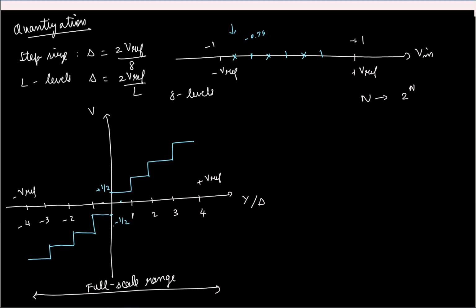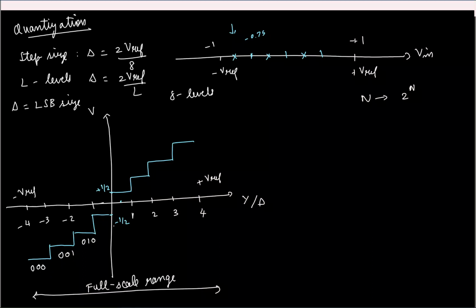Now we have 8 levels, so we can encode them using how many bits? 8 levels, 3 bits, right? So we can just say 000, 001, and so on. And this step size delta is also called the LSB size. LSB is the least significant bit, simply because if you want to change the LSB by 1 bit, at the most I have to change the input amplitude by 1 delta, right?